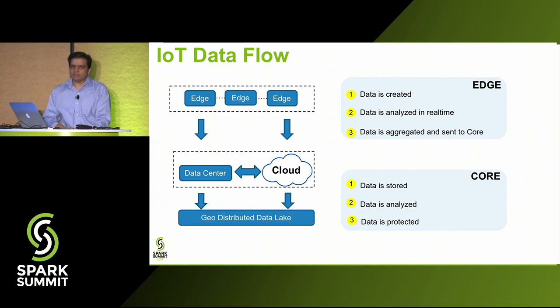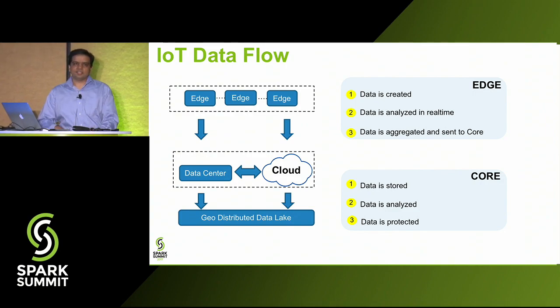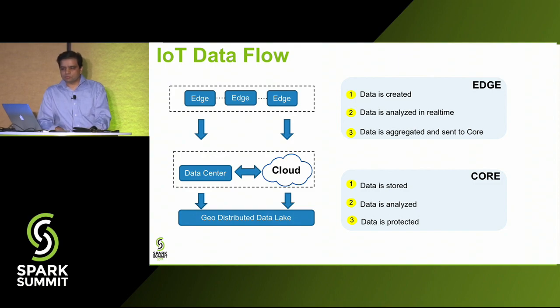To begin with, we would like to define the IoT data flow, that means how data typically flows in an IoT application. As many of you know, in IoT there is a notion of edge and core, where the edge is the place where most of the sensors and devices generate data in real time. Once they generate this data, it comes back to the core, where most of the analytics happens.